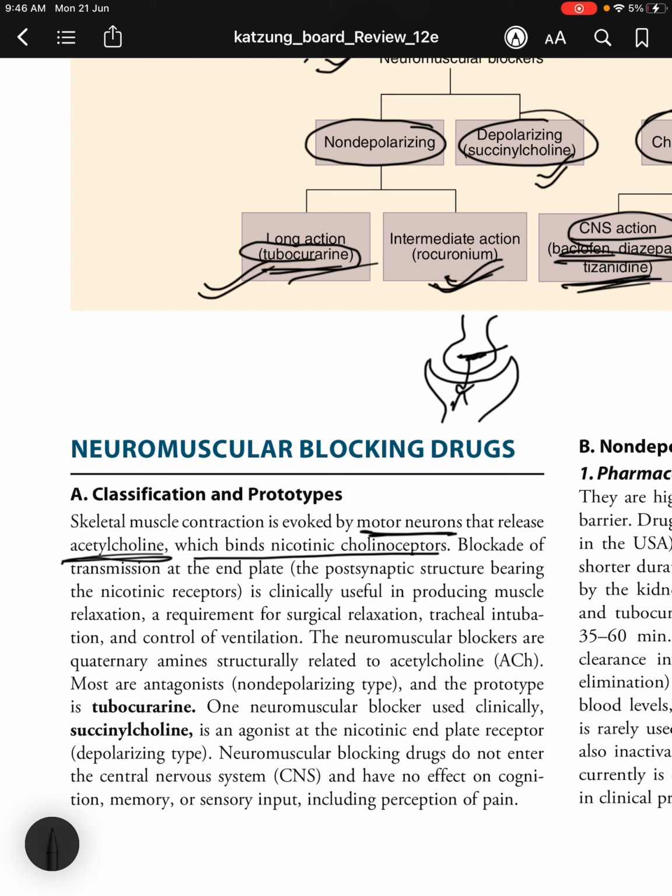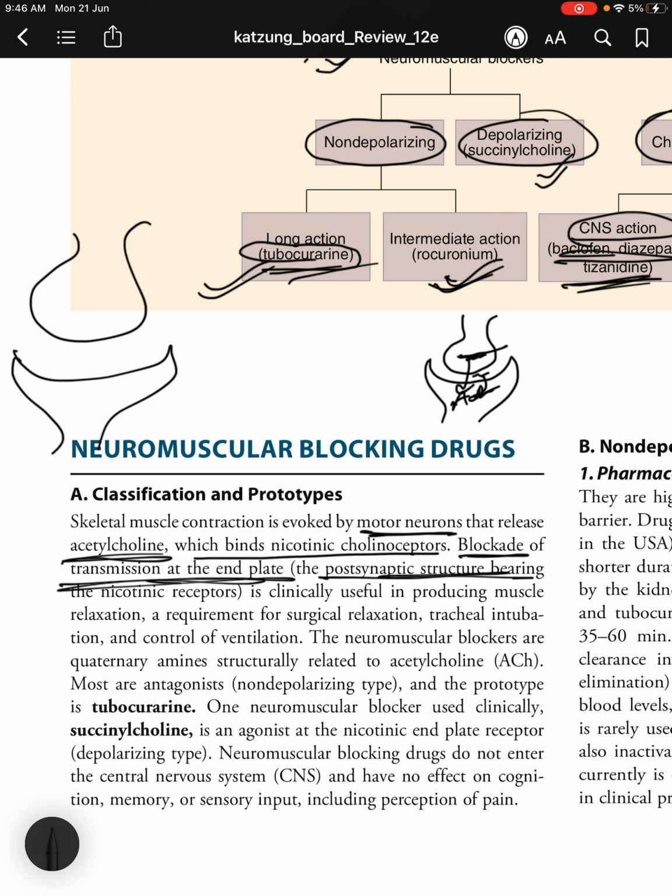This is the motor neuron end plate that releases acetylcholine into the cleft, and then it is taken up. Blockade of transmission at the end plate, the post-synaptic structure bearing the nicotinic receptors, is clinically useful in producing muscle relaxation, which is a requirement for surgical relaxation, tracheal intubation, and control of ventilation.